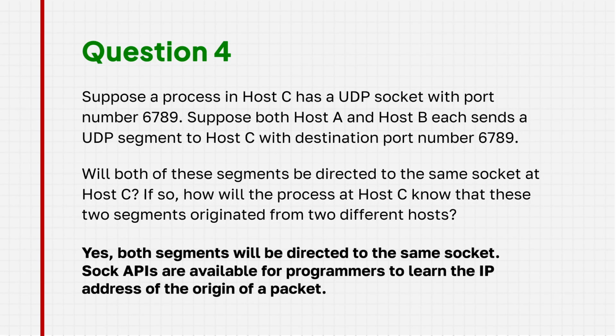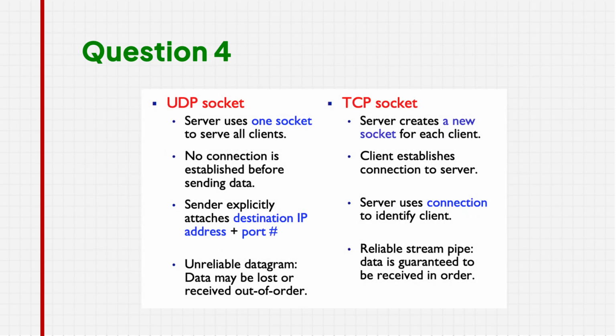As for how you can actually learn if they are from different hosts, there are some APIs for socket programming which you can use to get the IP address of the origin of the packet. So this is basically the lecture. You see that for UDP, the server will only use one socket, as compared to TCP, which creates a new socket for each client. Okay?